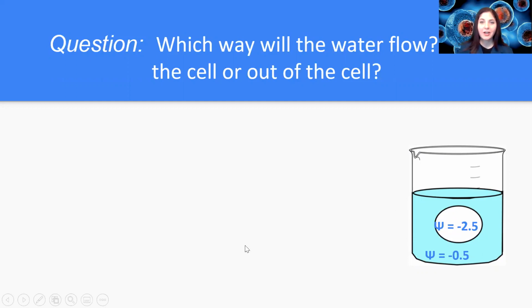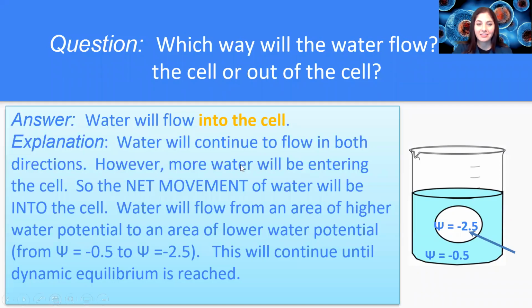Because water flows from the higher water potential to the lower water potential, we're going to have the water flowing into that cell. We had water right here. This is a lower number, so this is less negative. So the water is going to flow into the more negative space, which in this case is the cell. So water flows into the cell.